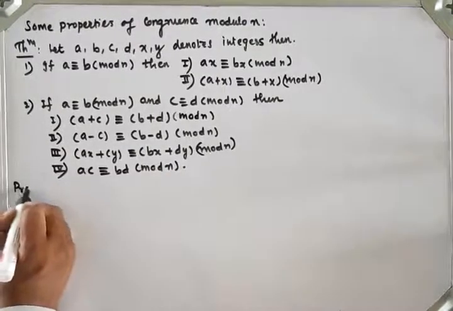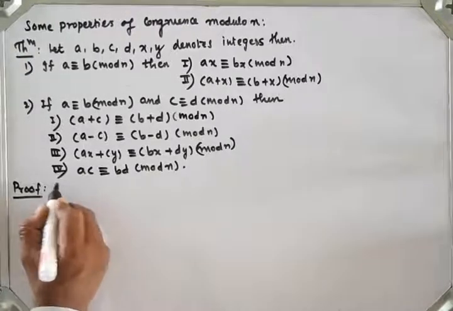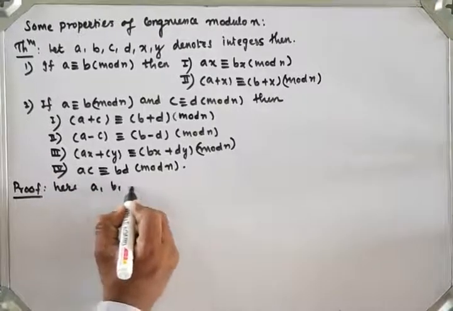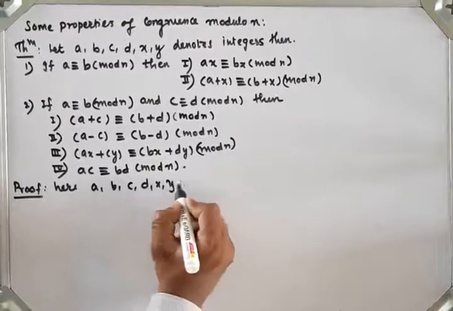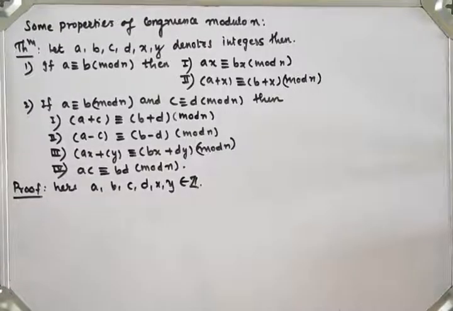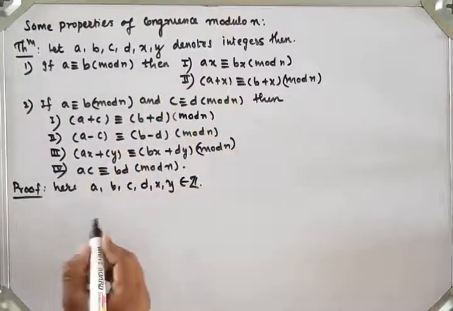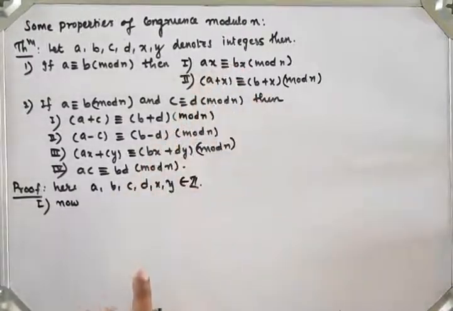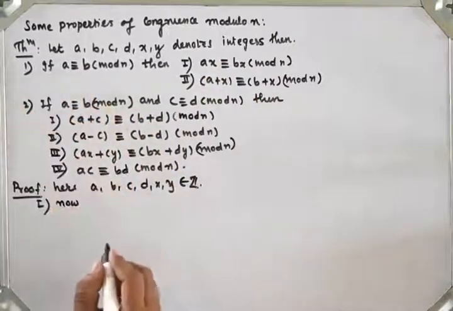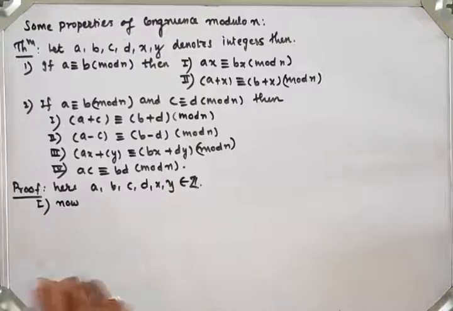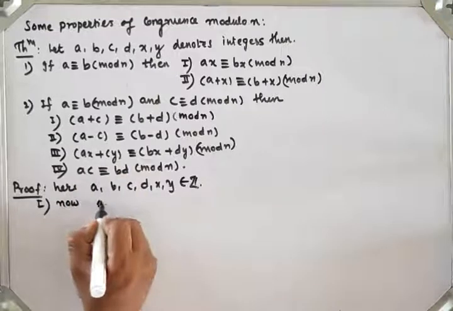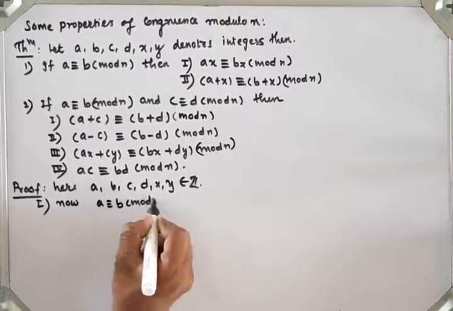Proof of the theorem. First, what is given here? Here a, b, c, d, x, y are integers, and first we are given a congruent to b modulo n, then we have to show these properties. So I will assume this. We have this definition, a congruent to b modulo n. Here what we are given is a congruent to b modulo n.